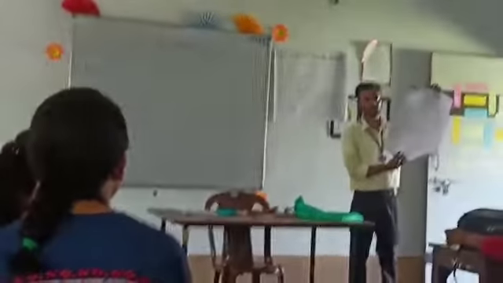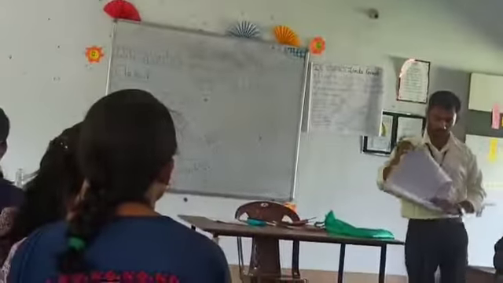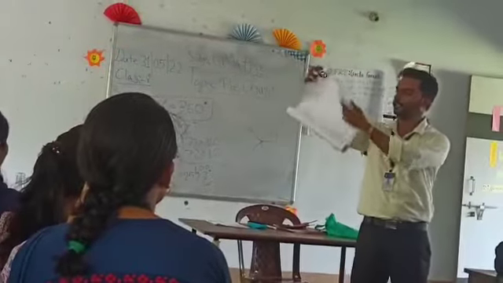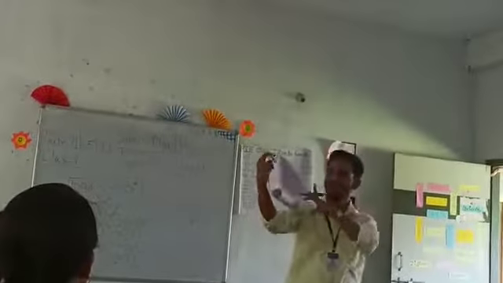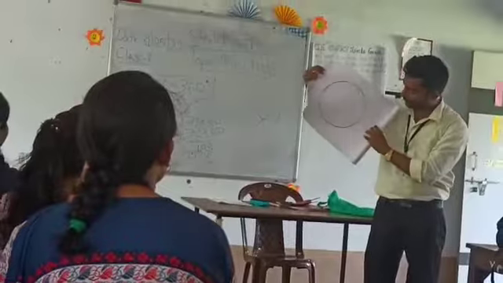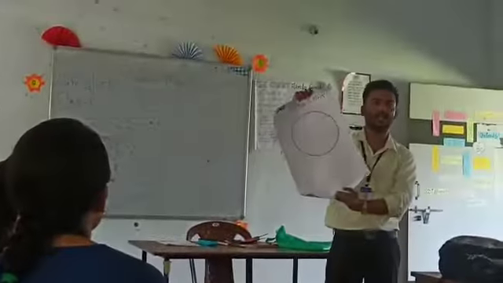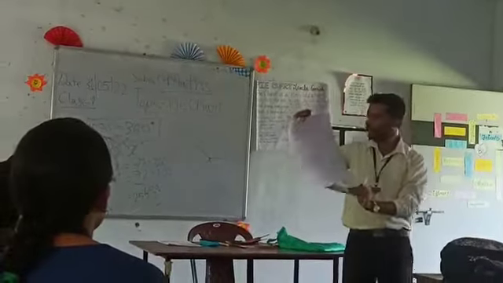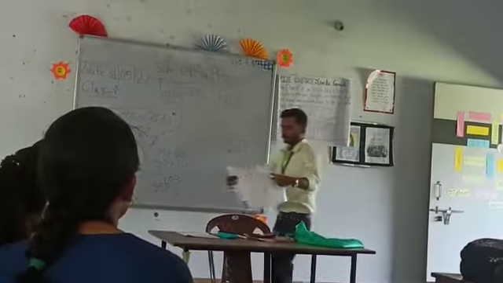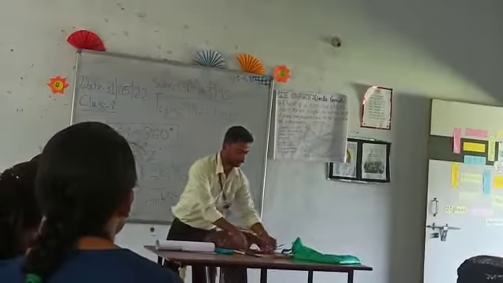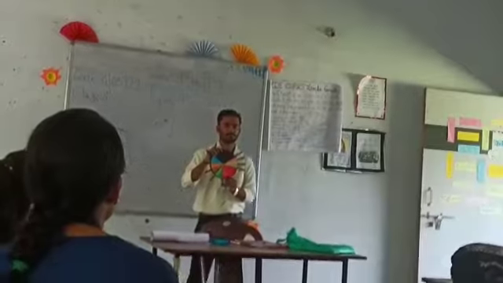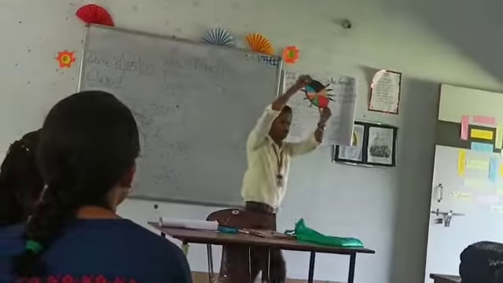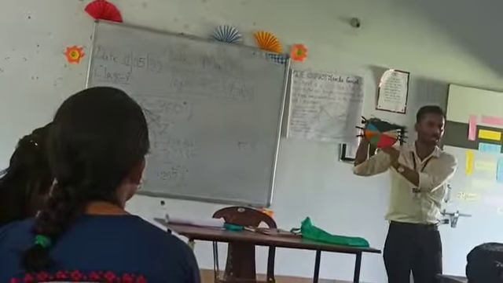What is this? Angle chart. It is written here, read. Angle chart. Yes, this is a 360 degree angle chart. Okay? So, now, what is this? Pie chart. This is a 3D pie chart.